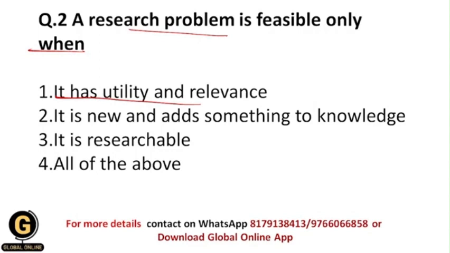Okay, it should have relevance. It means that research problem should have the relevance to the problems within the society. Whatever there are problems within the society, okay, these problems should be our research problem. So it means that research problem has some kind of relationship with the society, or specifically problems in the society. So after that only we can say that research problem is feasible. So this is the option when we can say that research problem is feasible.